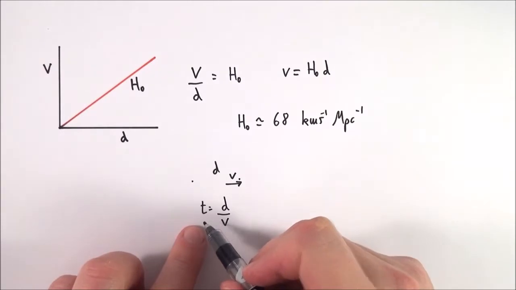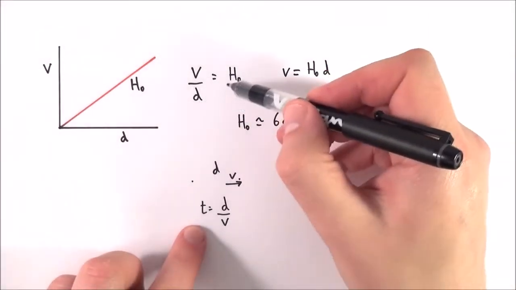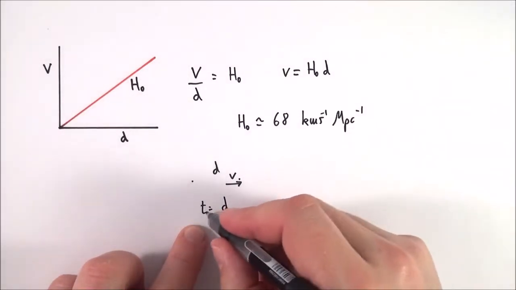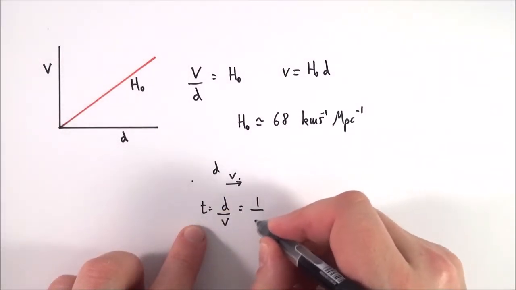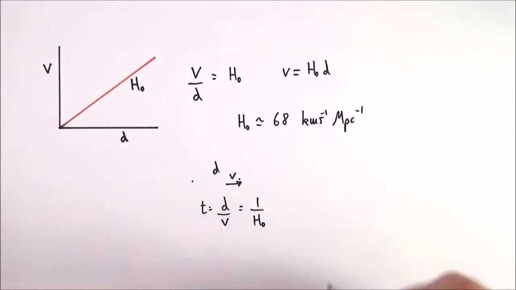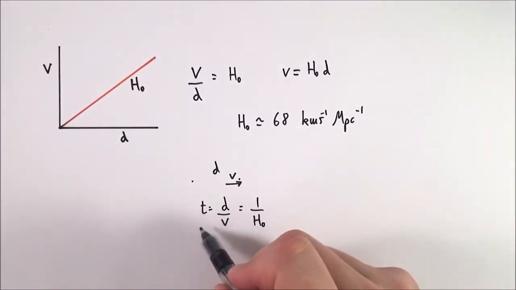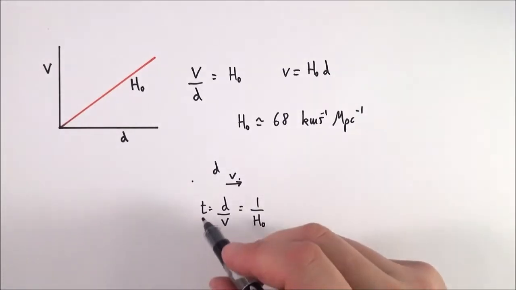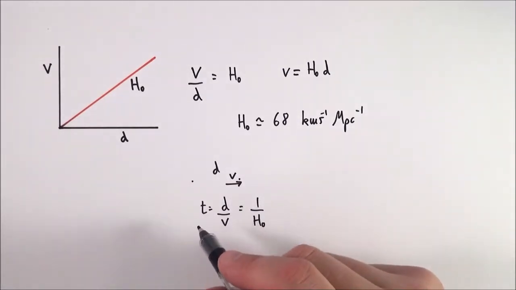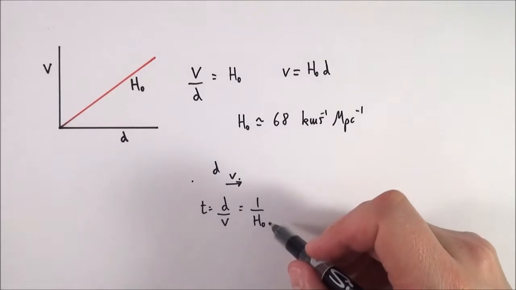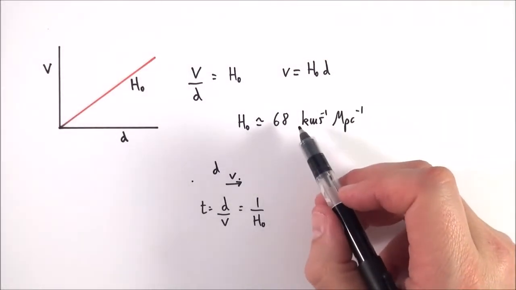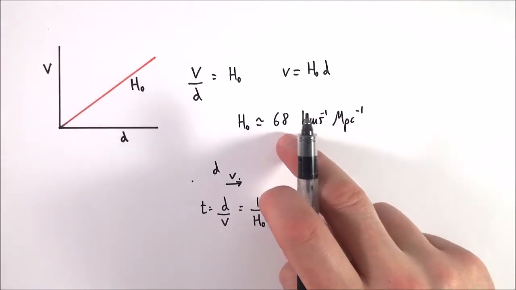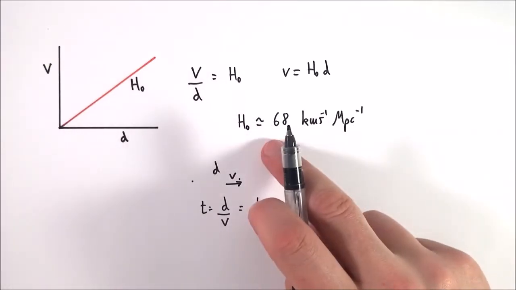is going to be equal to the age of the universe. But we know that v over d is equal to h0, and here we've got d over v. What we can therefore say is that the time here is equal to 1 over the Hubble's constant, and this time is the age of the universe. So if we know the Hubble's constant, we can work out how long it has been since the Big Bang. The problem is that Hubble's constant is given in units of a distance per second per distance. So what we can do is convert this into the SI units of seconds to the -1.